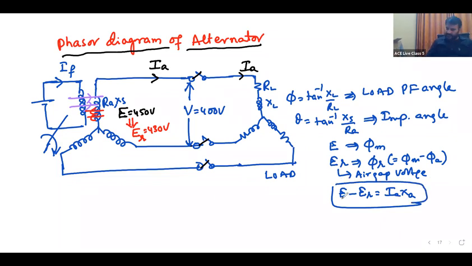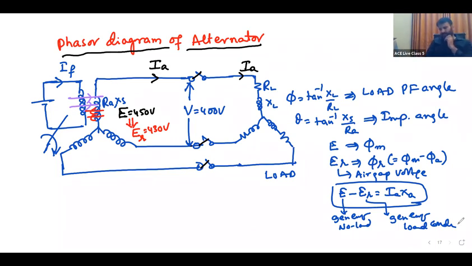E is the generated EMF under no load condition. But ER is the generated EMF under load condition. After armature reaction, it could be reduced. So therefore, E minus ER.